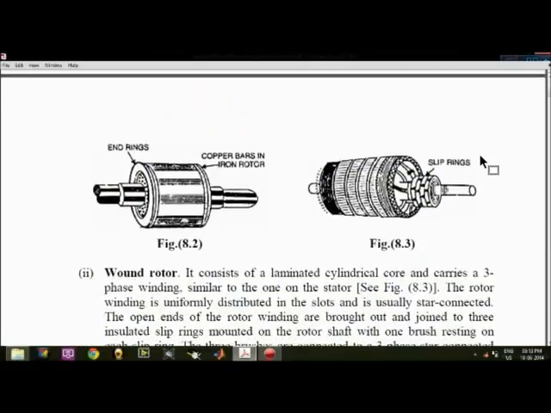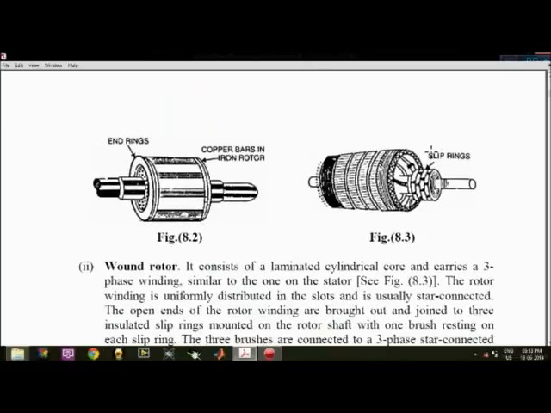You can see these diagrams. These are a type of squirrel cage rotors. Here you can see the slip rings.